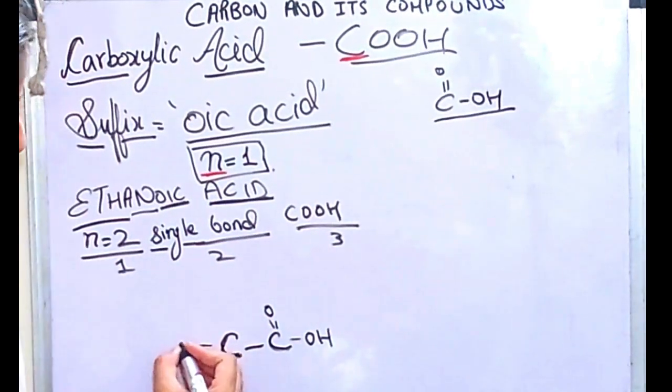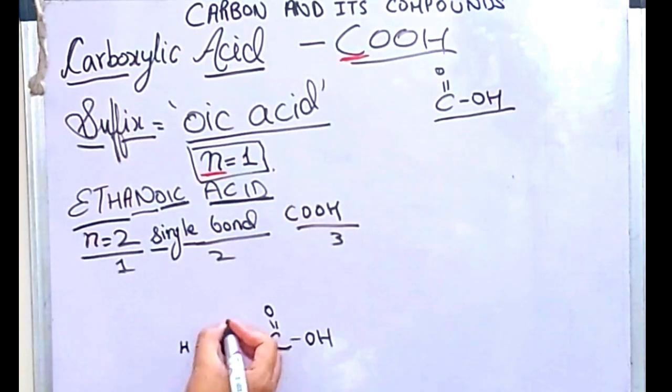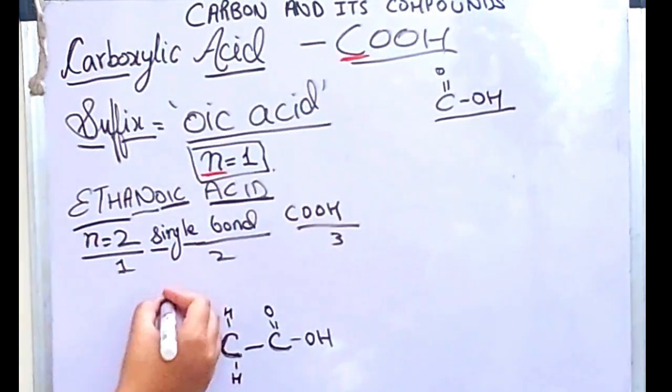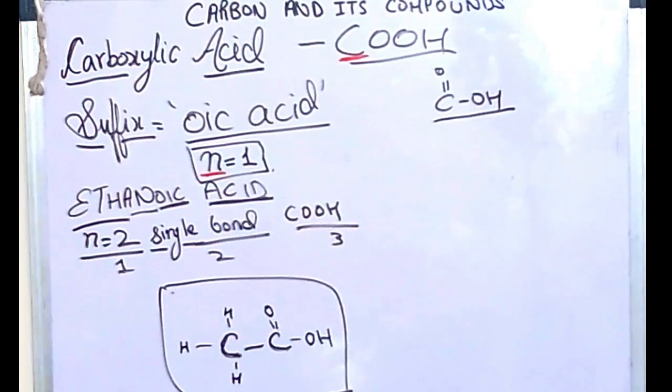And here valency complete. So this is your Ethanoic acid. Now let's take one more example.